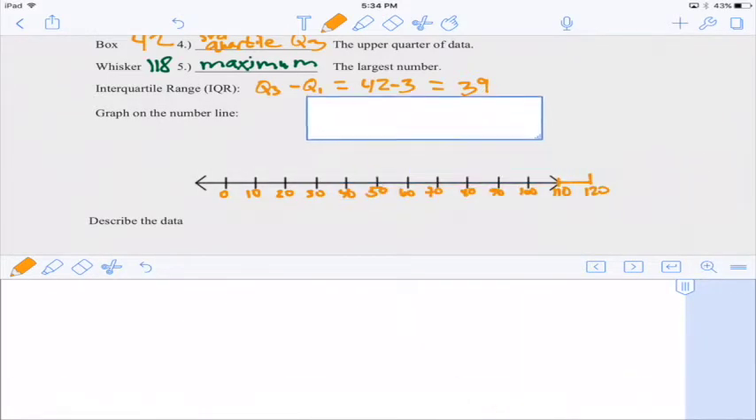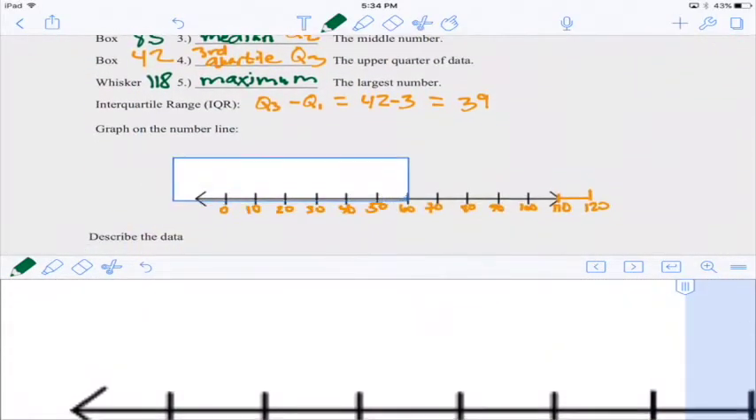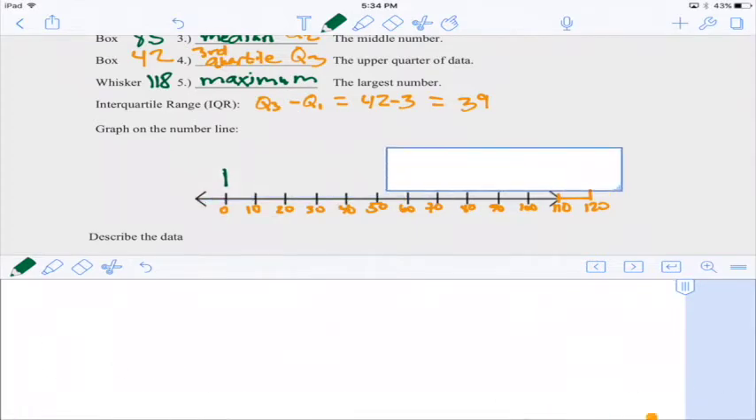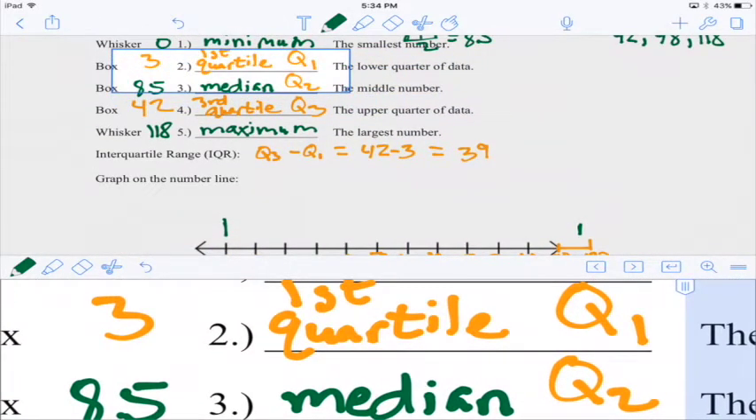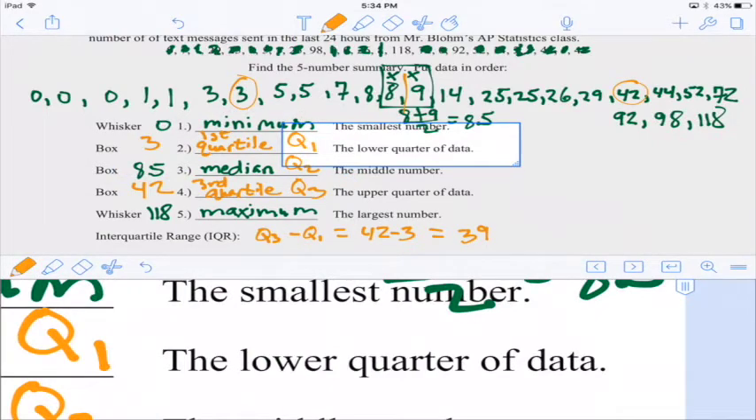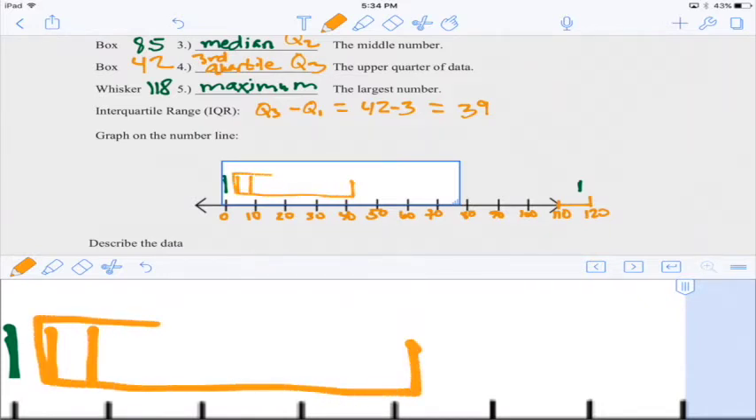So I cheated it a little, but that's okay. So here's my whiskers at 0 and at 118. Doesn't have to be perfect. And then I have my quartiles. So I have 3, 8.5, and 42. So there's my box, and these are my whiskers.